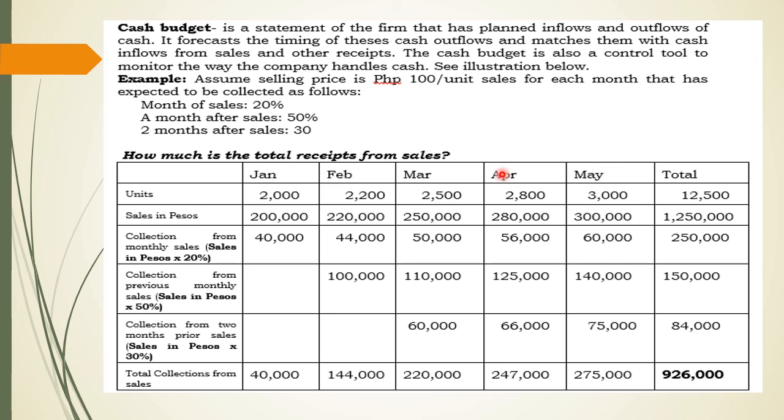And where do you get the 84,000? Previous months. So 280. Let us compute 280,000 times 30%. You will receive 84,000. So the same procedure, 250,000 plus 150,000 plus 84,000. I-add nimo na sila tanan.